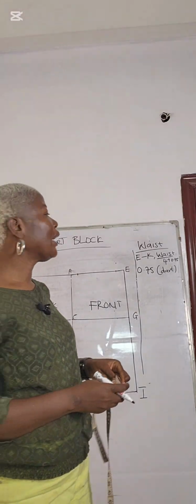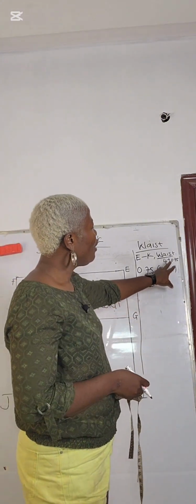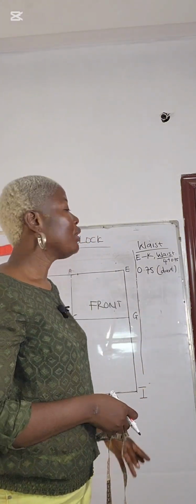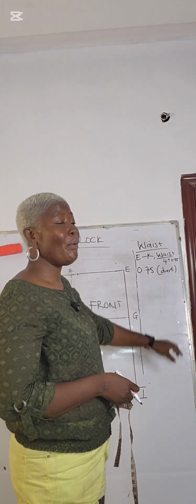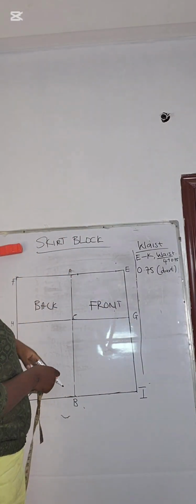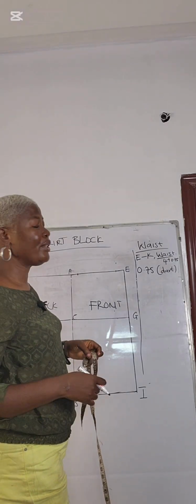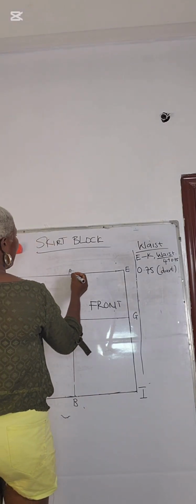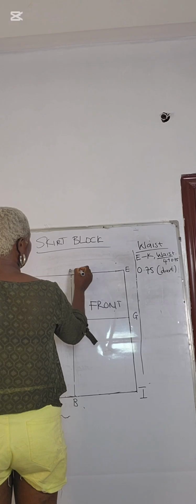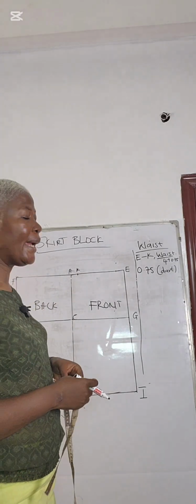Don't forget I said E to K is waist divided by 4 plus 0.5. The 0.5 I added to my waist measurement is for that. So now my E to K is 9.5. So here is my K.